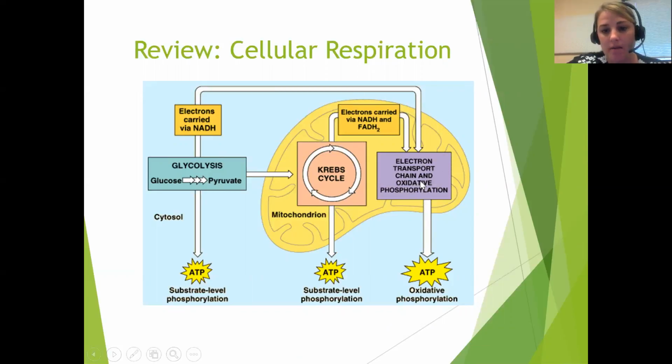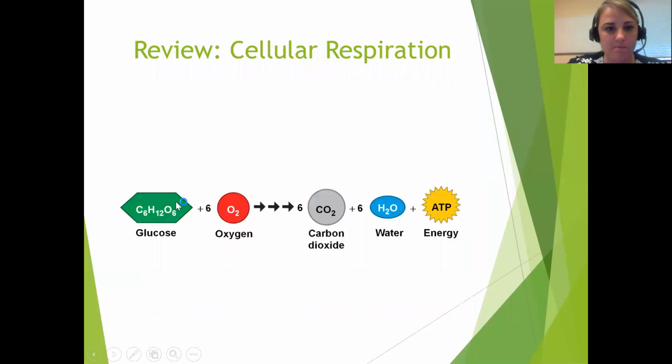You do not have to know about oxidative phosphorylation. You will not be tested on it at any point during this class. If you take another biology class, a higher level in college, you probably will see that, but not for our standards. You guys don't have to learn those.